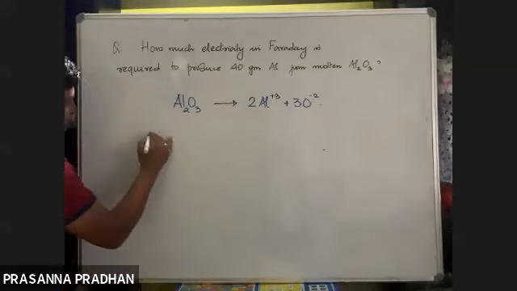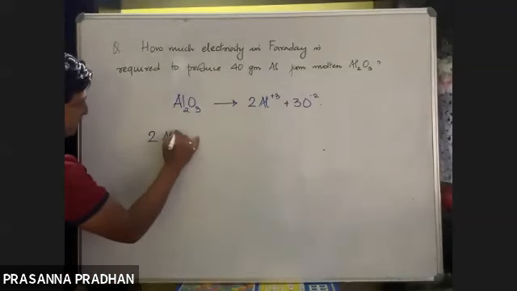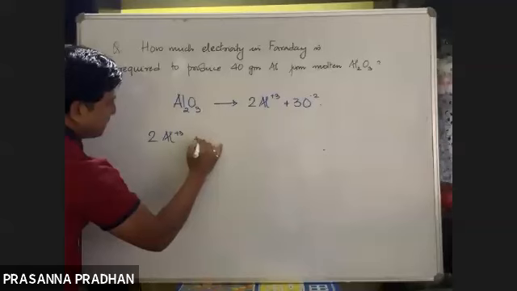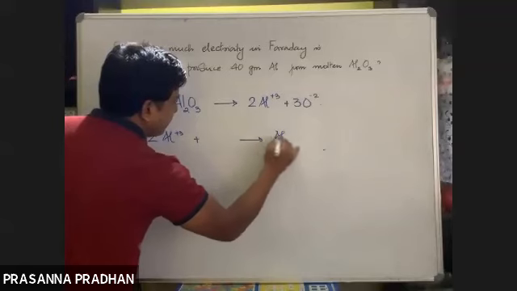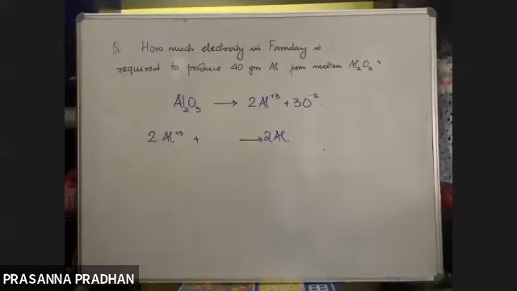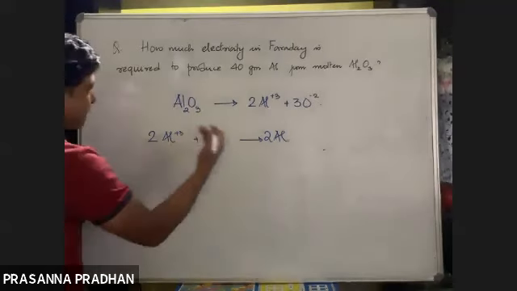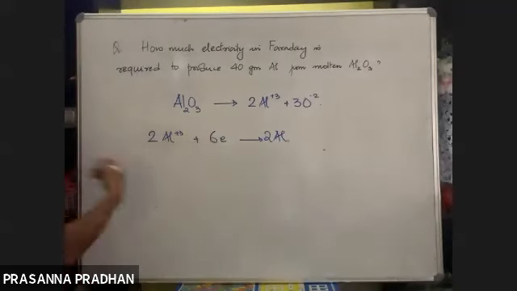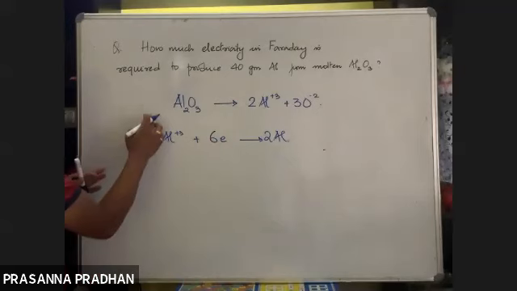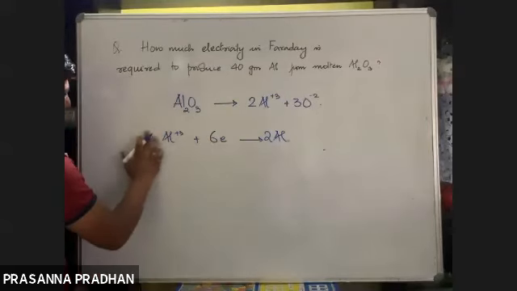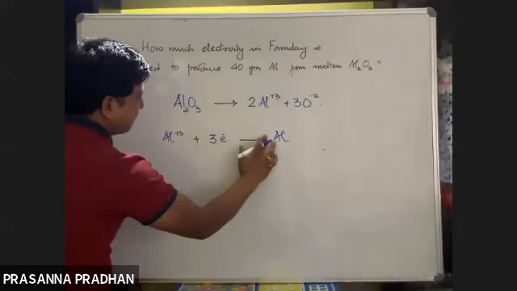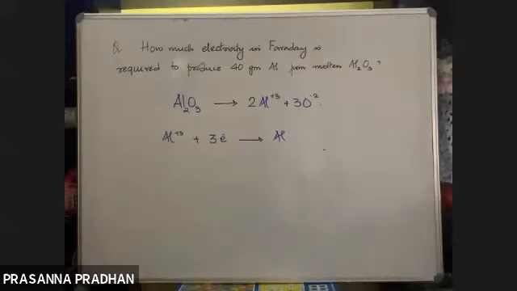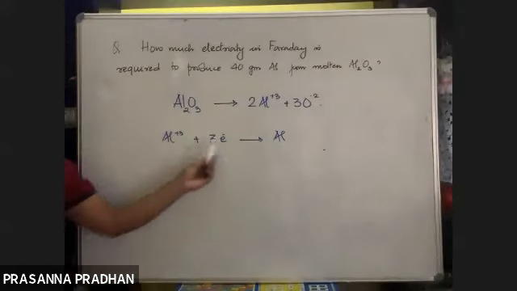So I can write down the equation now. 2Al+3 requires how many electrons to produce 2Al? It requires 6 electrons, because 1 Al+3 will require 3 electrons. Now instead of taking 2, 2 1s are 2, 2 3s are 6, I can write down 1, as before 3, and as before 1 out here. It's not an issue, I'm just dividing everything by 2.